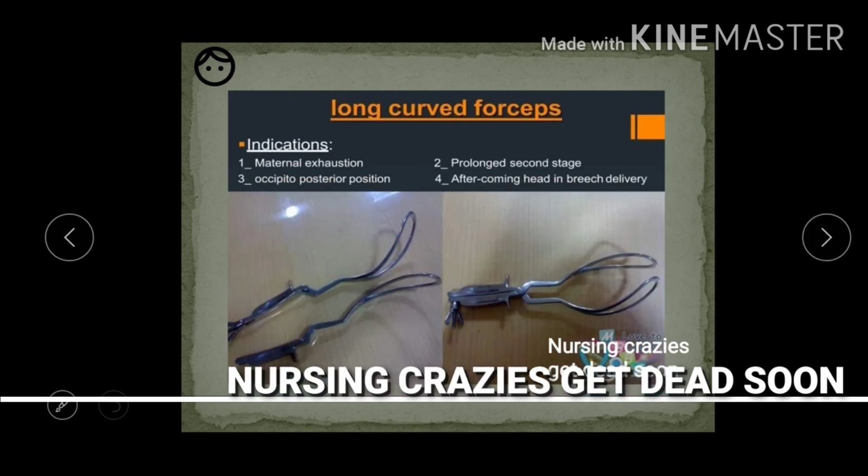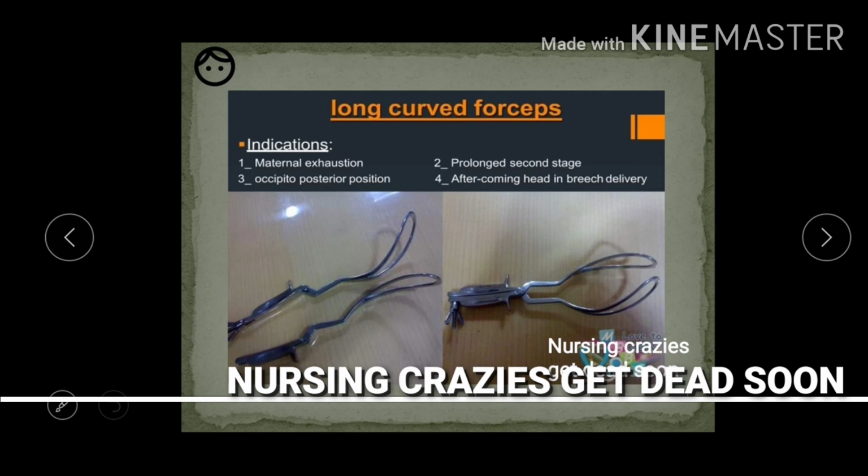Then the next instrument is long curved forceps. There are many varieties of these forceps that we will discuss in a further class. What are the indications for using long curved forceps? First one is maternal exhaustion. Due to long or prolonged labor pains, the mother is not able to bear down or push the baby. In that condition, with the help of this forceps we take out the baby. Then the second is prolonged second stage. If the mother has a prolonged second stage of labor, what is the second stage of labor?